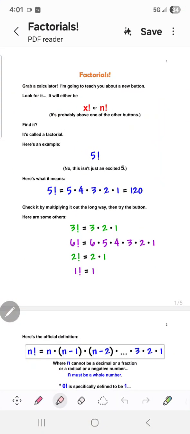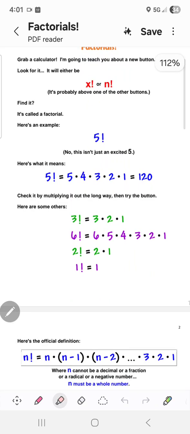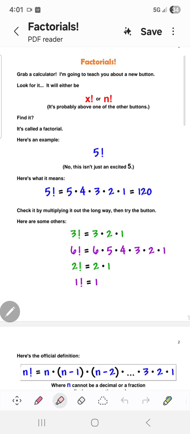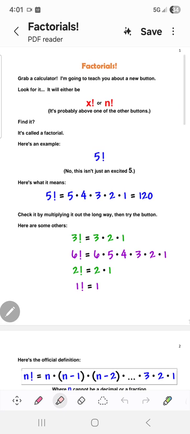All right, so we're going to talk about factorials. On your graphing calculator, depending on what calculator you have, there may be a button that says X with an exclamation point or N with an exclamation point. If you don't see that button on the face of your calculator, go and look for the button that says math. On the math screen, scroll over at the top to PRB, and under option 4, you should see the factorial symbol, okay?